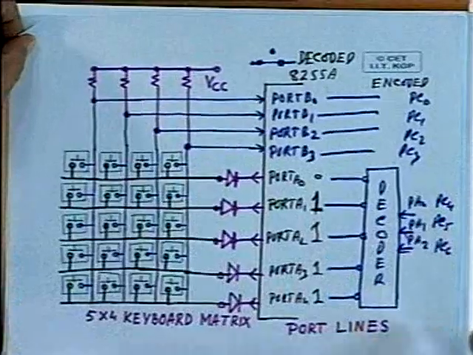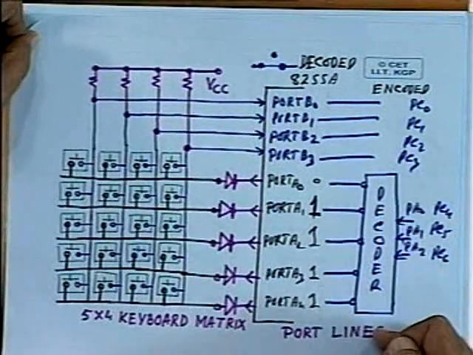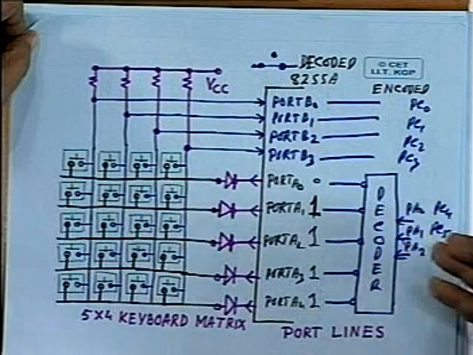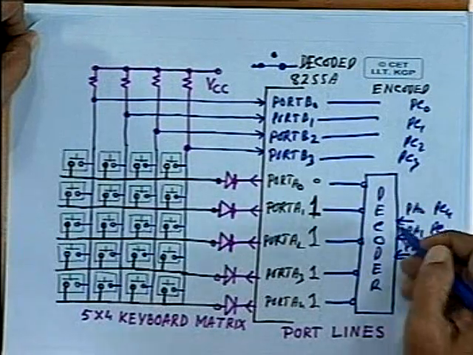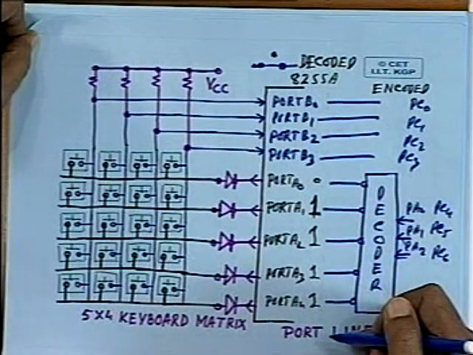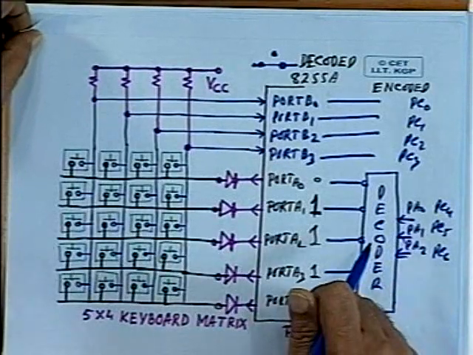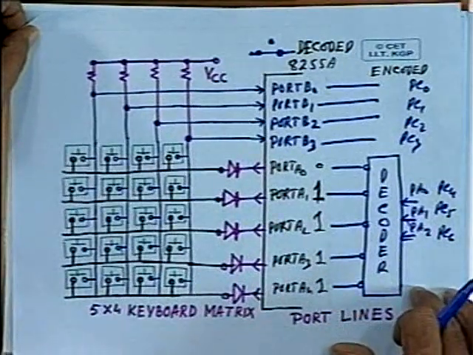In this case, you cannot make use of a decoder, because if you make use of a decoder, this port always has to be output. So you cannot make use of a decoder in line reversal technique. Secondly, in line reversal technique, there is another problem.